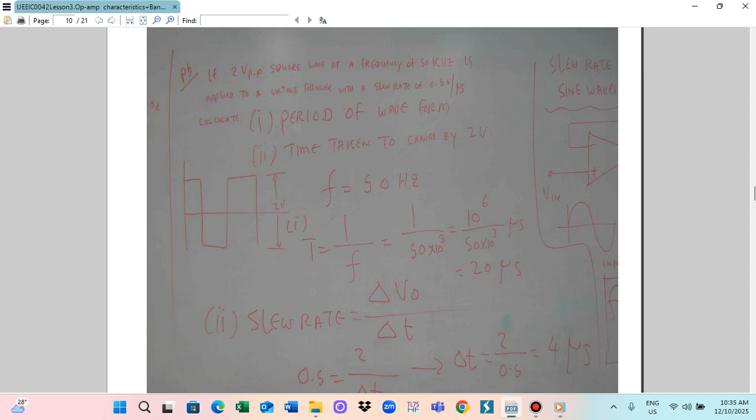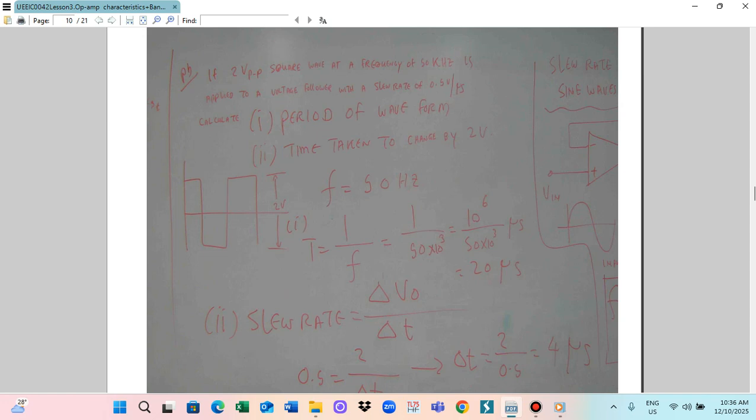So you can calculate the period. Period T is 1 by frequency. So 1 by 50, you get the period. The frequency is 50 kilohertz, which is 50 into 10 power 3 hertz. Then you can calculate the time in microseconds, so you can change to micro: 10 power 6 divided by 50 into 10 power 3. What you get is 20 microseconds. This is the period of the waveform.